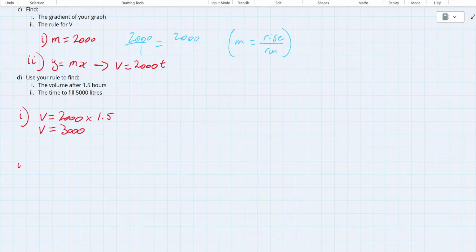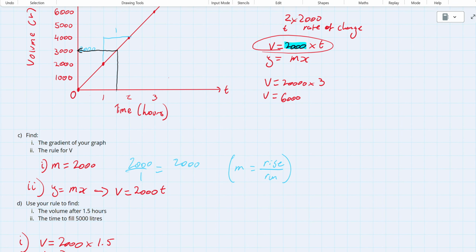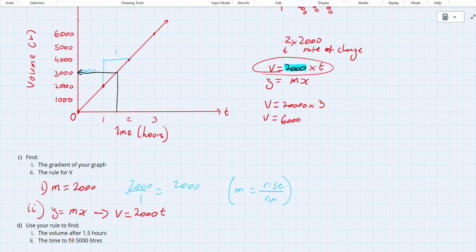Part 2 of D says, the time to fill 5,000 litres. So this time we have 5,000 litres equals 2,000 times time. To get the time variable t by itself, we're going to divide both sides by 2,000. They'll cancel, and we have t. 5 over 2 is 2.5, so 2.5 hours is your answer. And again, you can double check that by going to your graph, looking at 5,000 litres, working across and then down, and you're at 2.5 hours.